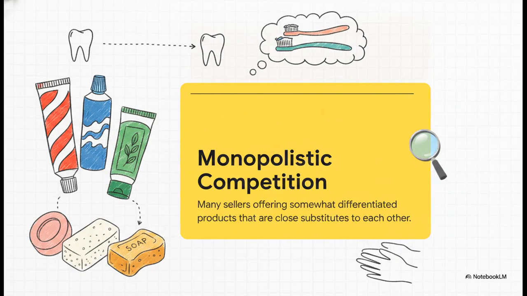Now, contrast that immediately with monopolistic competition. Here, we still have a ton of sellers, but they are offering somewhat differentiated products. So they aren't totally identical, they're close substitutes. The text illustrates this perfectly with everyday brands you definitely know. Think toothpaste, Colgate, Pepsodent, or soaps like Lux and Pears. They all wash your hands or clean your teeth, but they are uniquely branded and formulated.